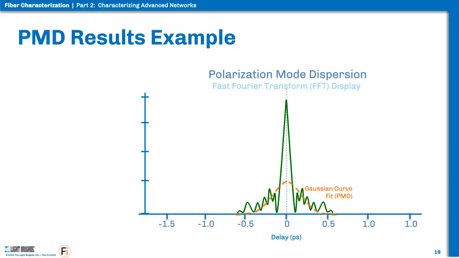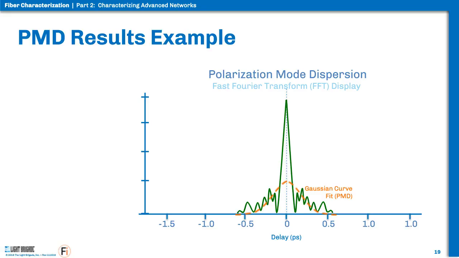In terms of the test results that you see when you shoot a PMD, a very typical graphical representation is shown here, which is the fast Fourier transform display, or FFT. Here you see the data. The green line is the DGD data that's collected over the delay, versus the calculated PMD Gaussian curve fit that you see in the orange color.